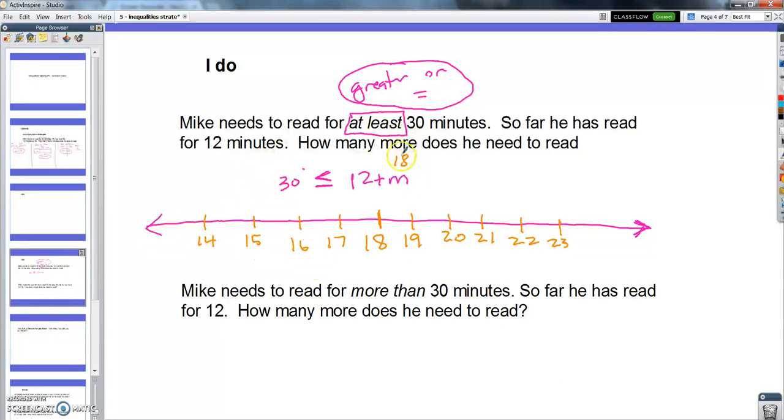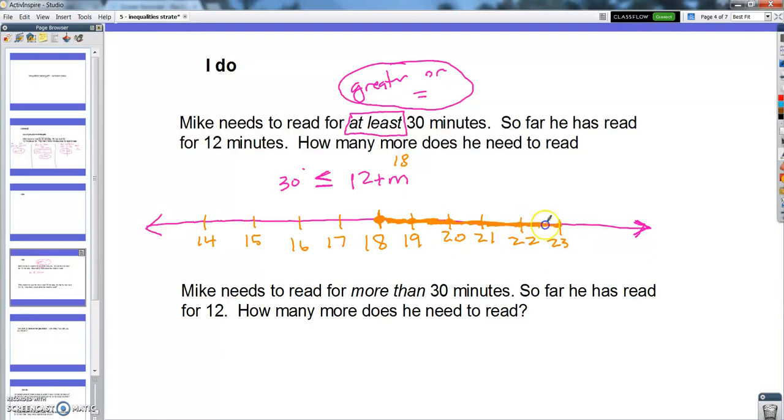So what I do on my number line, if we were just showing 18 on the number line, we would just do this. We'd just say, okay, 18's okay. But here he can read 19 minutes, that's fine. Or 20. Or 21. Or 22. Or 23. Or anything in between 18 and 19. 18 and a half, 18 and 3/4, 18 and 59 seconds. All of this is okay.